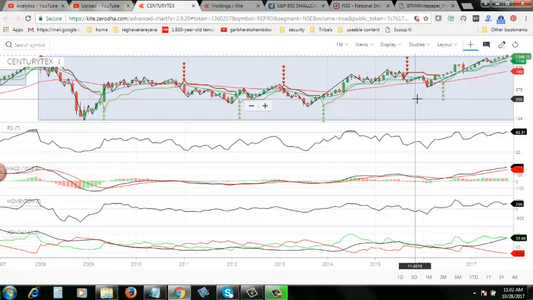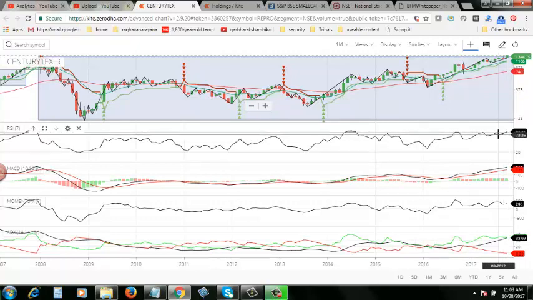But at the moment, the stock is good for swing trading. That's what even the indicators are telling. Look at the RSI here. RSI is brushing against the 80 line, and it is going to make a nice slope.